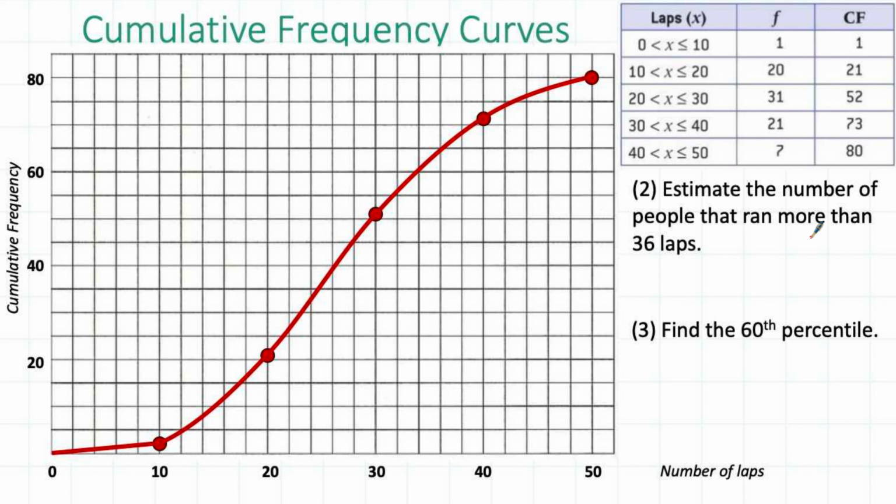So this is important when questions say more than, because remember that cumulative frequency curves or percentiles always look at less than values. So 36 laps, let's have a look at where 36 is. It would be here. So if someone ran 36 laps, this is the value. And this value would be 65. So what does the 65 represent? It means 65 people.